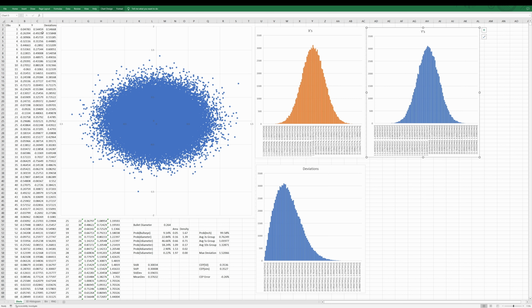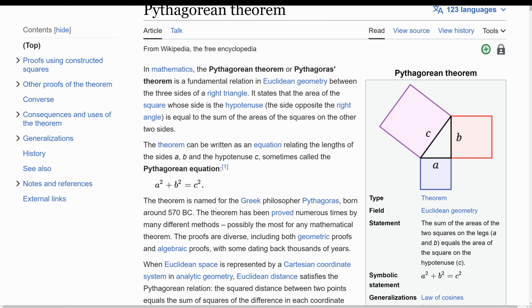So what I did to measure the deviations, which is going to be the absolute distance away from the intended point of impact. Now, whenever you do this, you have to understand that essentially what you're doing is solving for the hypotenuse of a triangle. And as we all know from the Pythagorean theorem, a squared plus b squared equals c squared. So if I have X and Y coordinates, the distance of that point from the intended target will simply be the square root of a squared plus b squared.